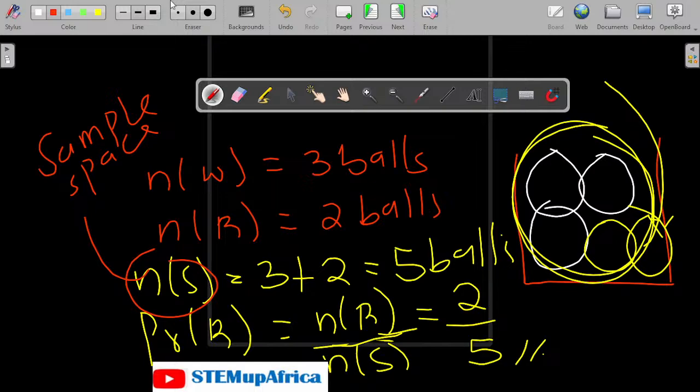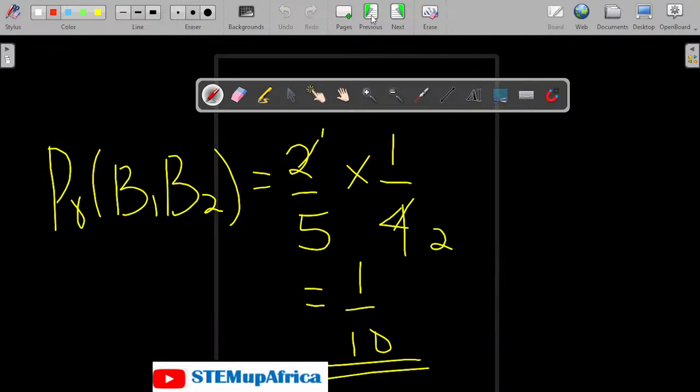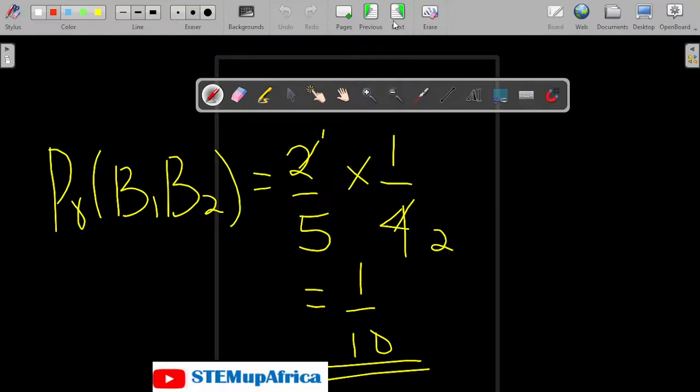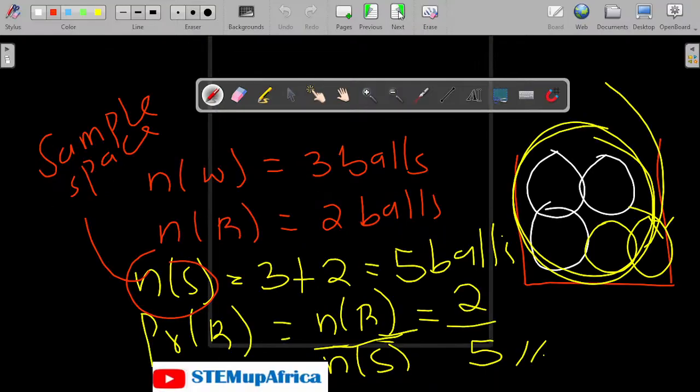Now question 1 says, what is the probability that the first ball drawn, the first ball you took from the bag, is black? So how many black do we have? It's 2 blacks. So you are going to have 2 black balls divided by the total number, which is 5. That's why we got 2 over 5.